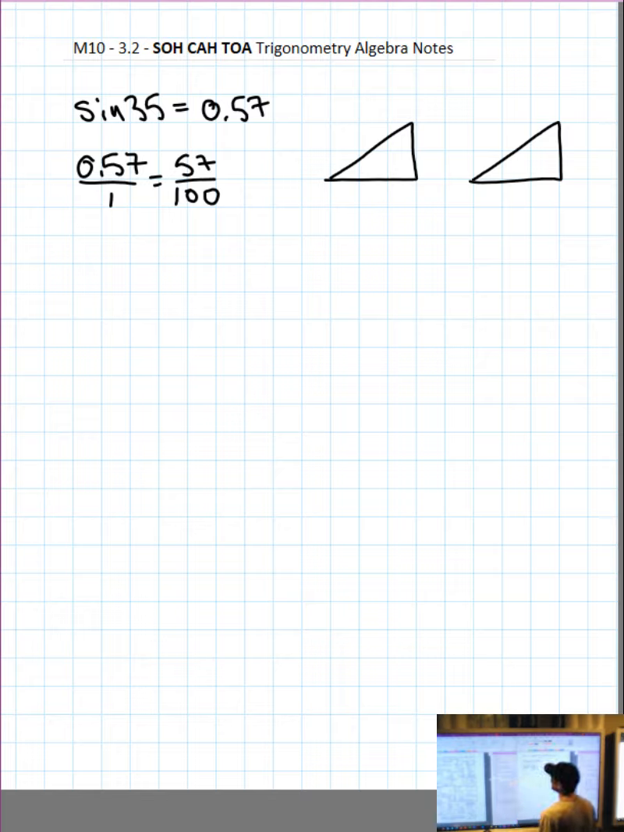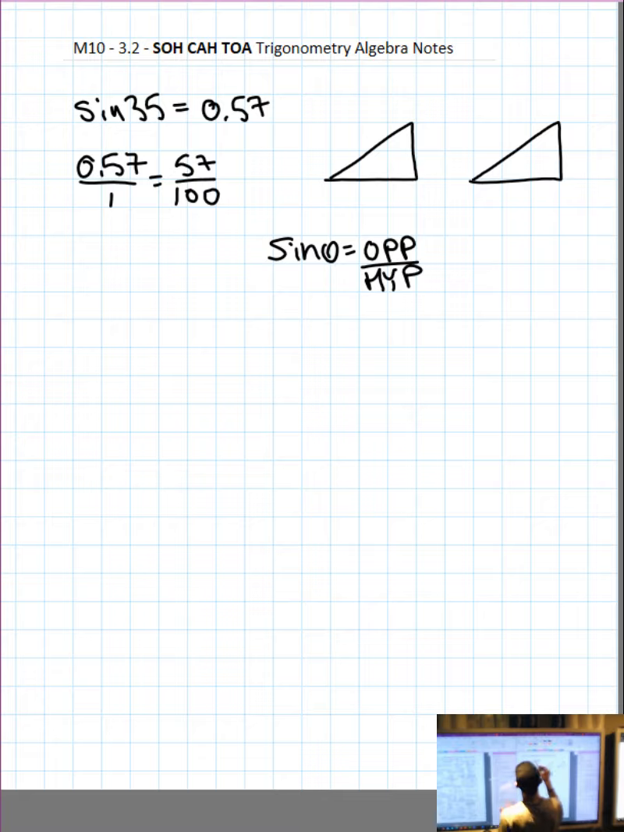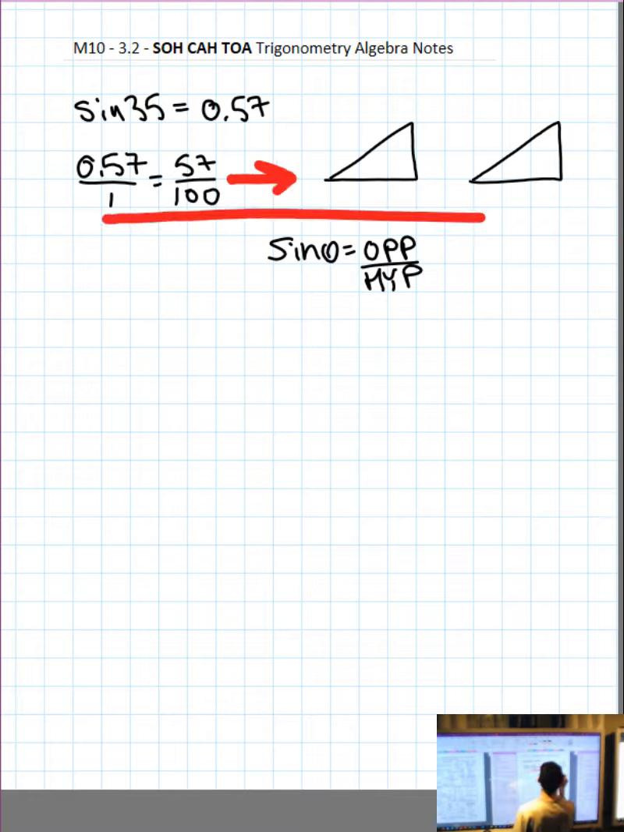So, the second fraction, well, what do we know the definition of sine theta is? Well, we know sine theta is equal to opposite over hypotenuse from SOHCAHTOA. So, well, we have the first triangle with the first fraction. Excuse me, in the notes I did it this way, so I'm going to do it this way. So let's put this fraction here and this fraction here. So again, the definition of sine theta is opposite over hypotenuse.